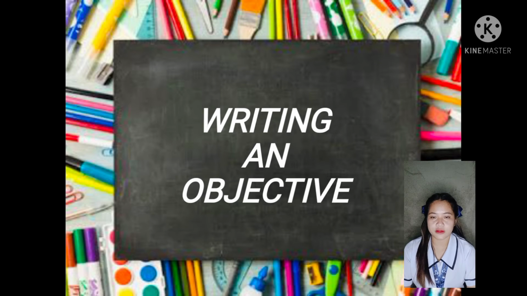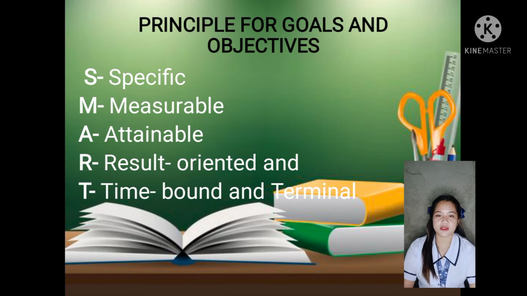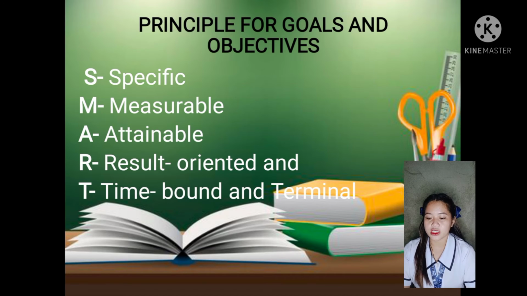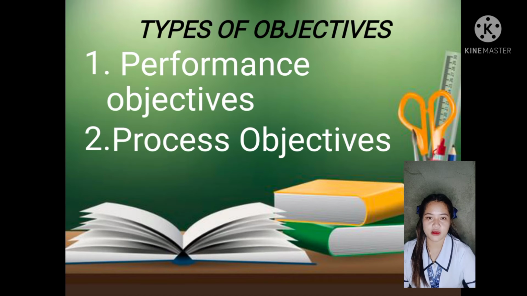Writing objectives. So, the principle for goals and objectives is SMART. So, what do we mean by SMART? S is for specific, M is for measurable, A is for attainable, R is for result-oriented, and T is for time-bound and terminal. Types of objectives: there are 2, the performance objectives and process objectives.